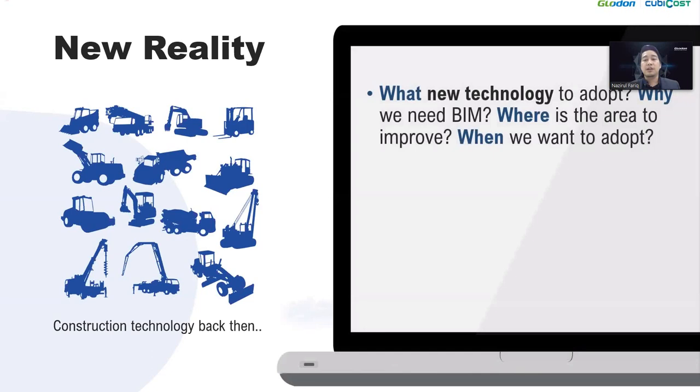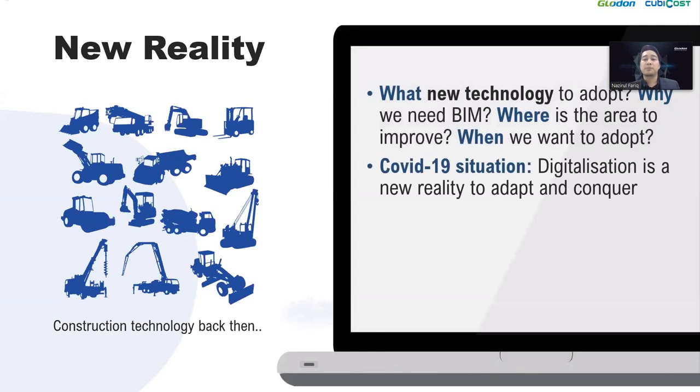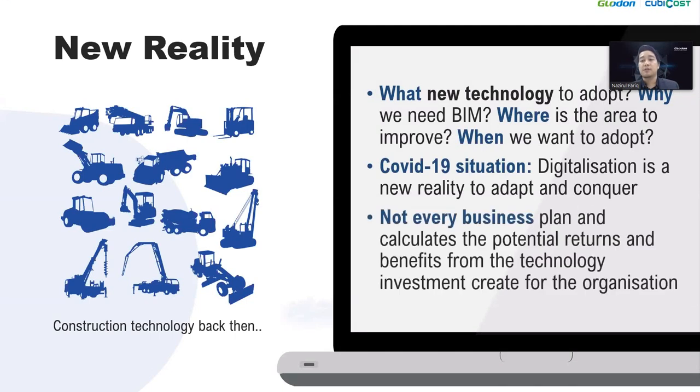So as of today, we will discuss how we profit from BIM investment. Before we do that, we need to ask what is the new technology to adopt, why we adopt it, and where is the area that we want to improve when we adopt it. These are among the initial questions we have to ask ourselves, because not every business plans and calculates the potential returns and benefit from the technology.